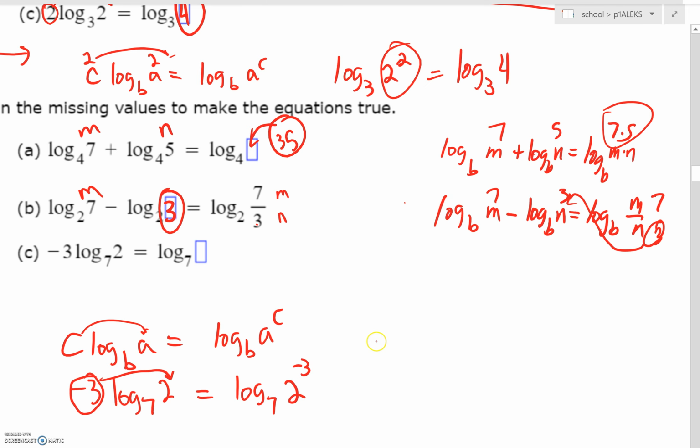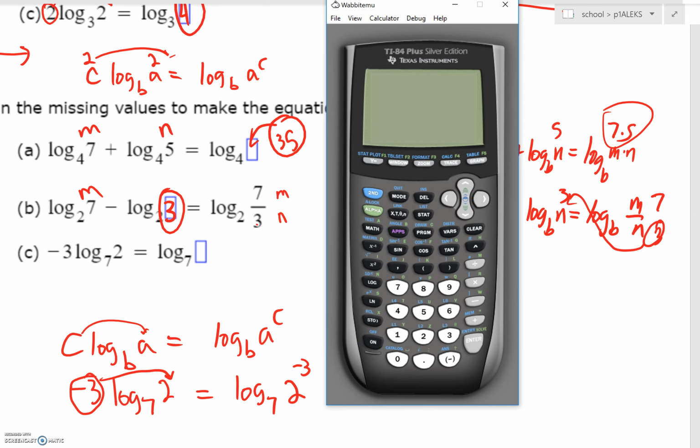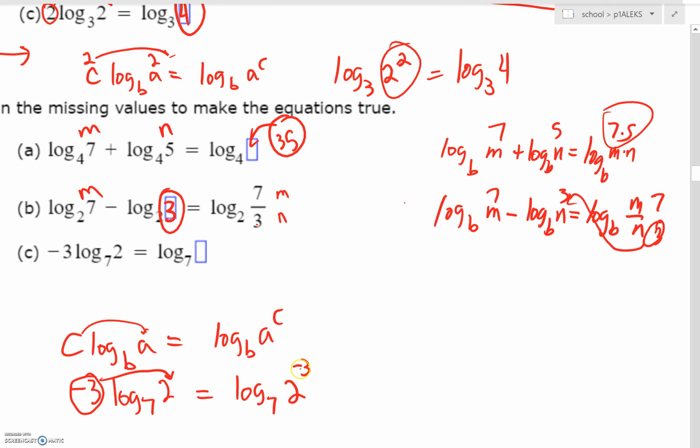Now 2 to the negative third power, you can do pretty quick. You can say 2, raise it up negative third. You get 0.125, but that is 1/8. 2 to the third is actually 8. The negative means take a reciprocal. So this thing right here actually is a 1/8. That's what we're going to type in right here.